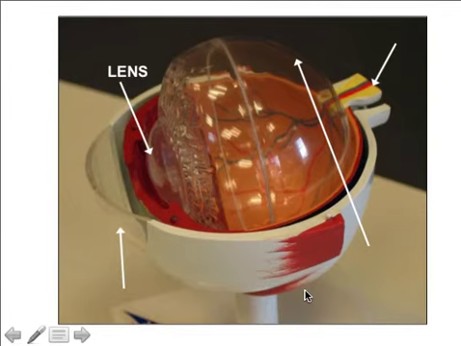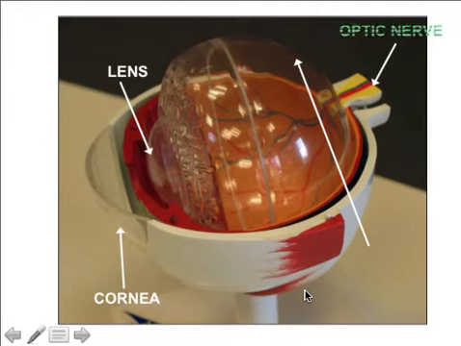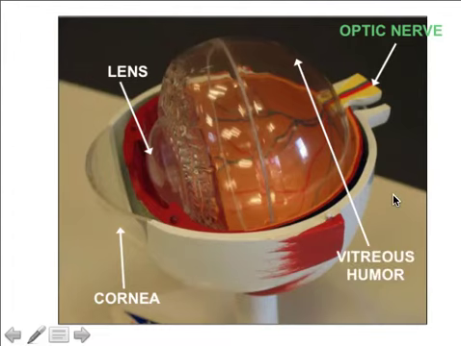Down here, you can see the cornea again, and of course, this is the optic nerve coming into the back of the retina, and you can see the optic disc right there. Okay, that's where there are no photoreceptors. That is the point of entry of the second cranial nerve, the optic nerve. And this, of course, is the vitreous humor, which has a couple of roles.